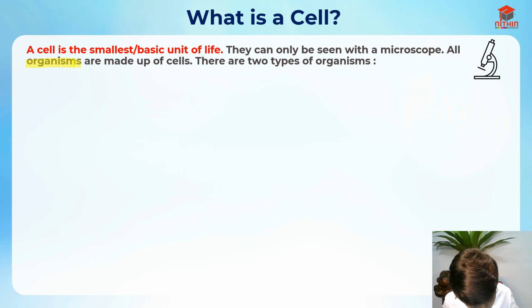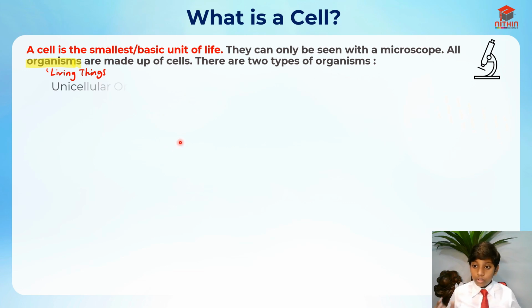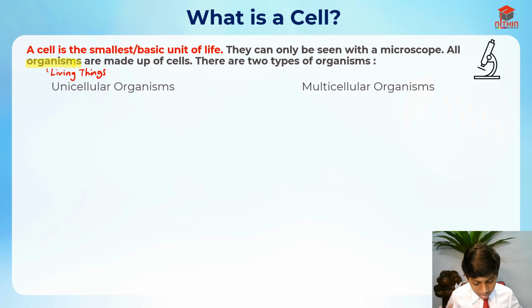Let me write that down over here. Living things. And they are all made up of cells. You know that me and you are living things, right? So we are actually made up of cells as well. And there are two different types of organisms. First is unicellular organisms, and the next one is multicellular organisms.